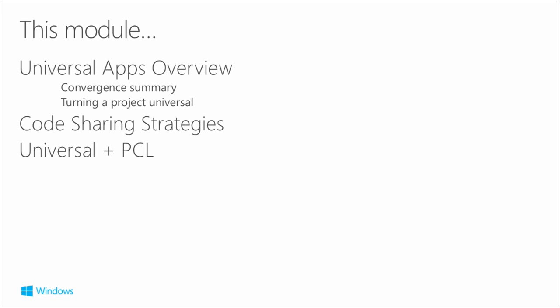So we're going to do a bit of a universal apps overview. A lot of this is going to be sort of remedial because we've been talking on and off about universal applications this entire time. But I'm going to show a little bit of convergence summary. I'm going to show how we can take existing projects and turn them universal. And then we'll talk about code sharing strategy, and I'll show an application that has a universal shared application with a PCL and explain what the application is. Why did we put this piece into the shared and this piece in the PCL, and just what's a good architecture for creating the most reuse in our code and the most convergence in our apps.